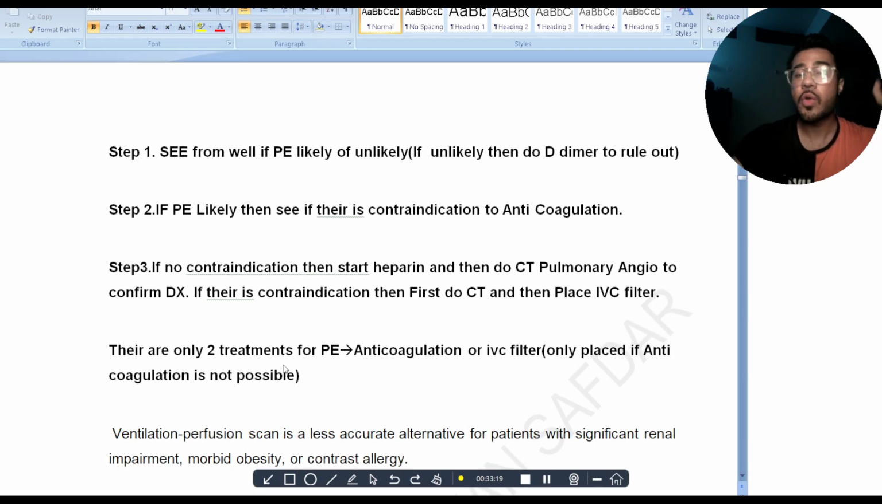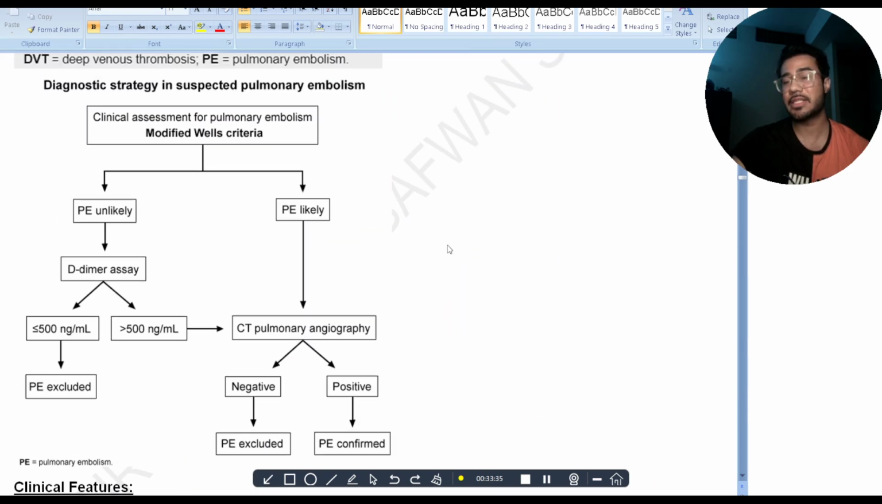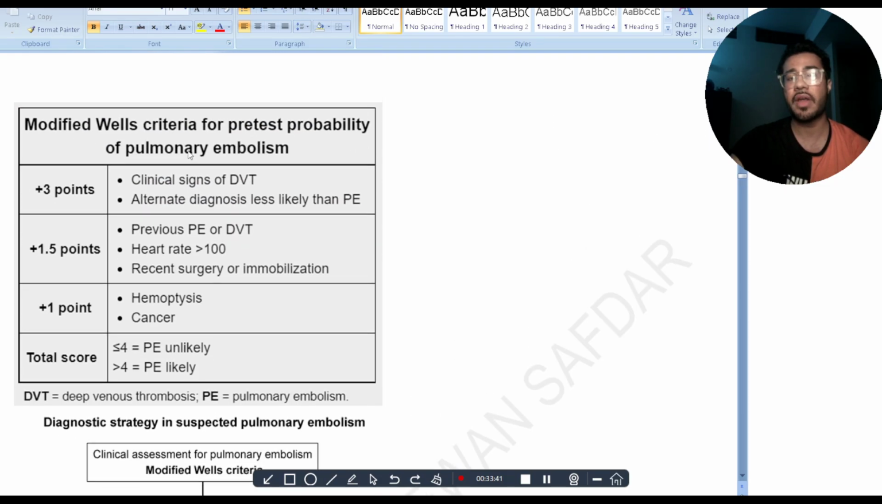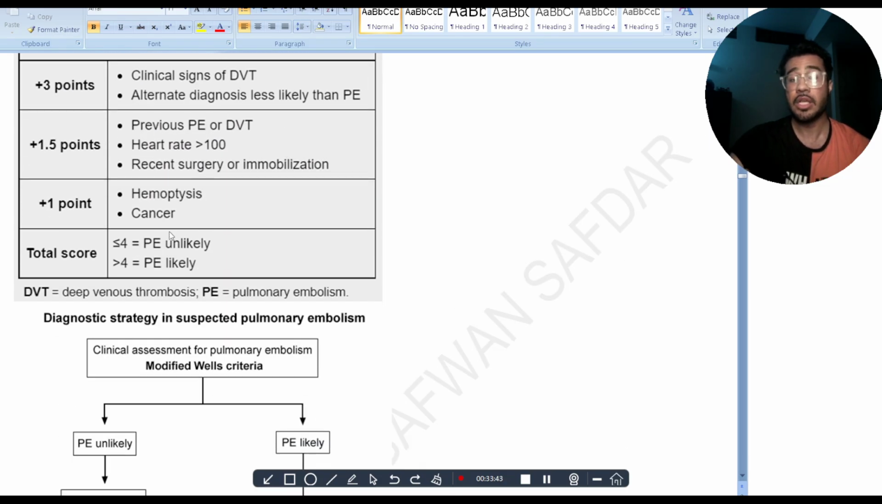So there are only 2 treatments for pulmonary embolism: anticoagulation, that is heparin, or an inferior vena cava filter. The IVC filter is only used if anticoagulation cannot be done in a patient. So what are you going to do? You're going to first of all see the symptoms of the patient, and if you decide it's pulmonary embolism, you're going to use the modified Wells criteria and see whether PE is likely or unlikely.